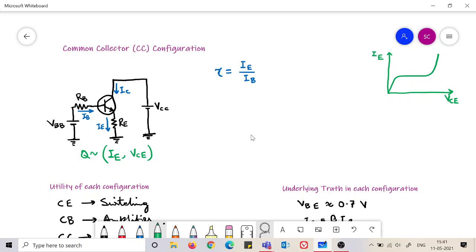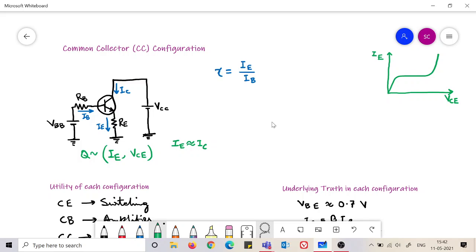So okay, I could have taken a poll, but it is fine. Your answer is correct, absolutely correct. It will remain the same because IE is almost equal to IC. There is not much difference. So the output characteristics curve will remain the same, so you can use the same characteristics curve. Now I leave it to you to solve this circuit.